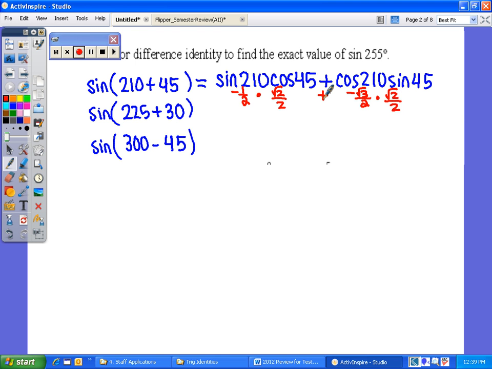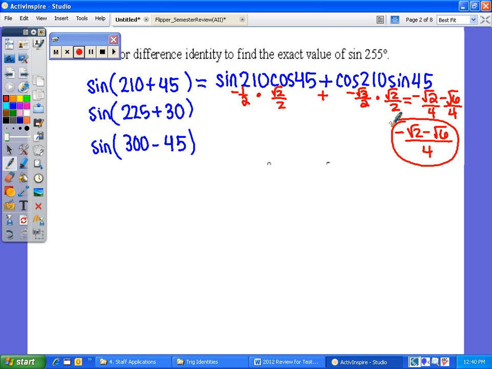Now, you are allowed to multiply radicals that are not alike, you just can't add them. So negative 1 times radical 2 is negative radical 2. 2 times 2 is 4. Negative radical 3 times radical 2 is a negative radical 6. So your final answer will be negative radical 2 minus radical 6 over 4.